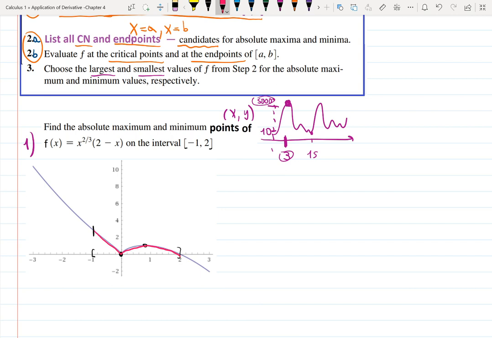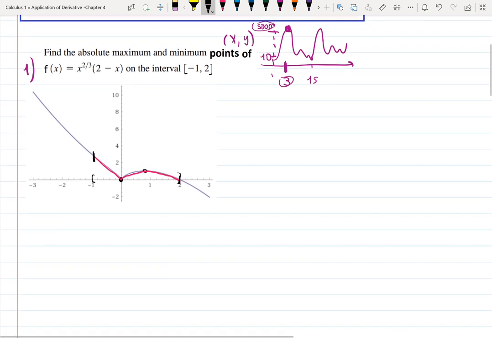We ask you to identify all tips of the mountains and bottoms of the pits, and then check what's happening at the endpoints, and then tell us which input gives you the highest output and which input gives you the smallest output. From this graph, maybe you already have some intuition of what's going on. Let's proceed to calculations.